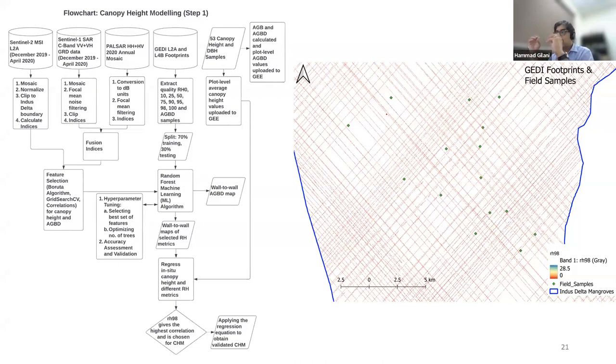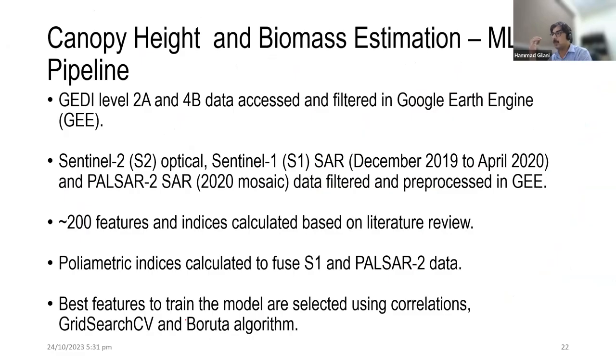So in that sense, we used level two data and our own field information. We consolidated these two sources of information and integrated them into the machine learning algorithm. Again, we used random forest. We came out with a wall-to-wall above ground biomass density map, as well as tree height mapping. Let me show you some of the quick findings.